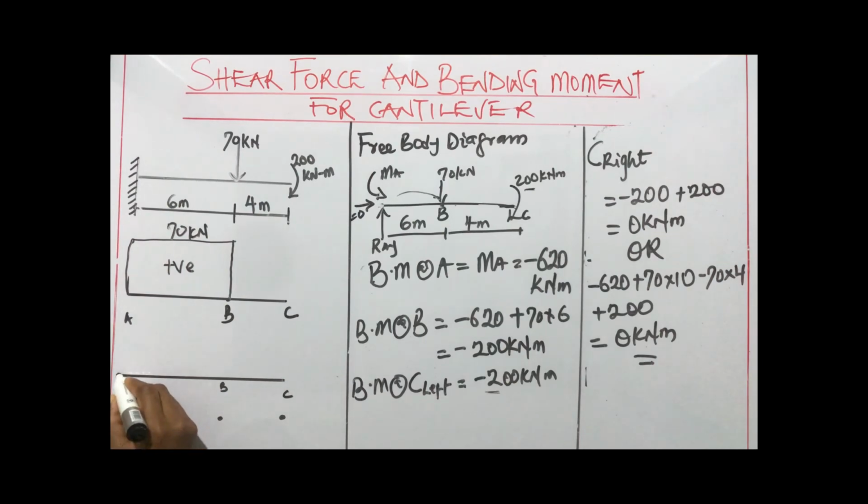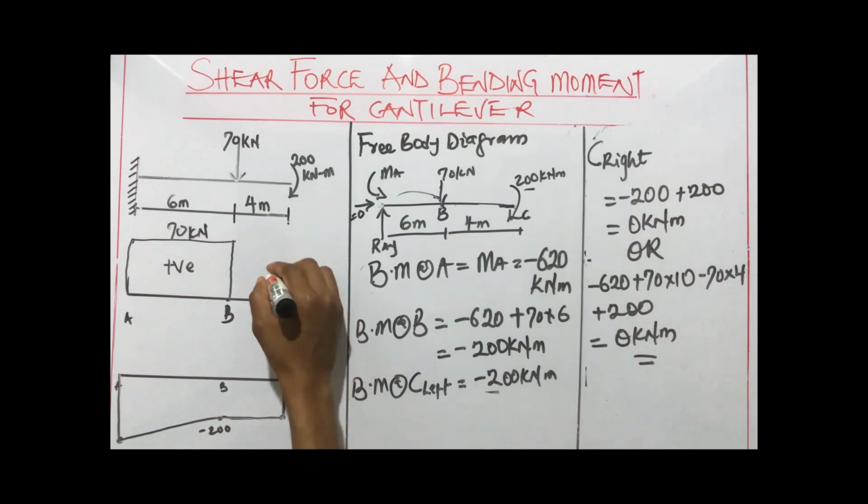Starting from minus 620 at point A to B, we'll have an inclined line, which is a positive slope because it is moving from a lower value to a higher value, from minus 620 to minus 200. So that is positive. Then from B to C, it remains the same at minus 200 kilonewton meter, and then back to 0. So that's all for bending moment and shear force for a cantilever support.